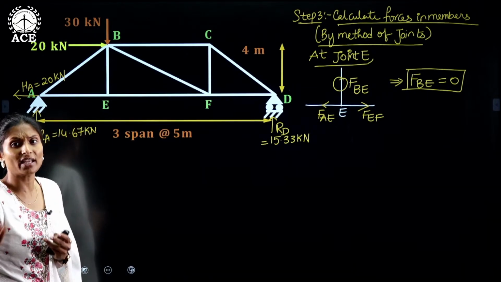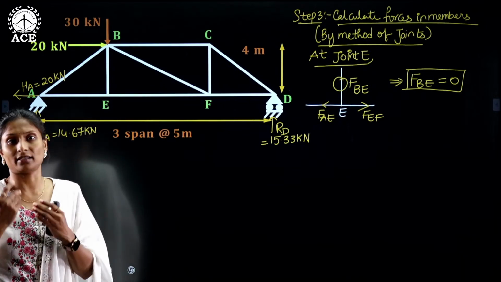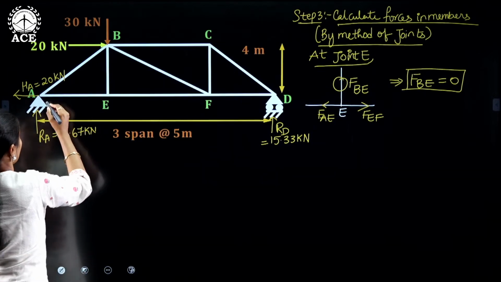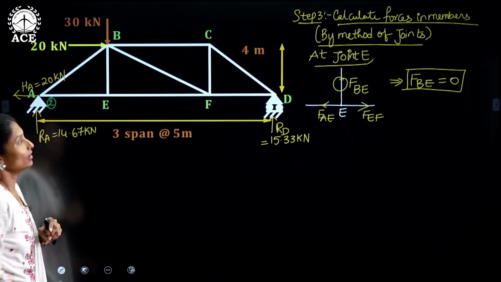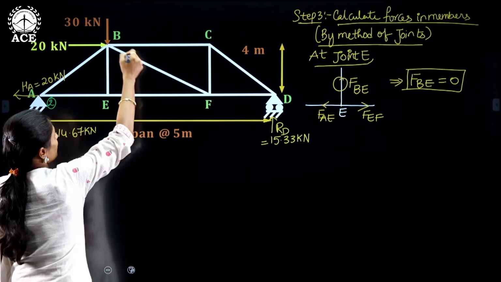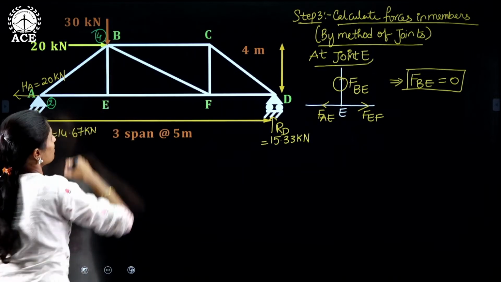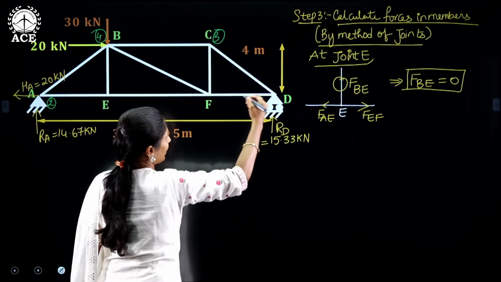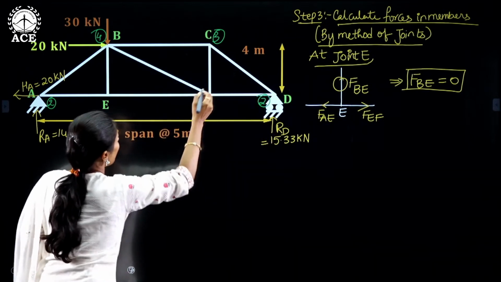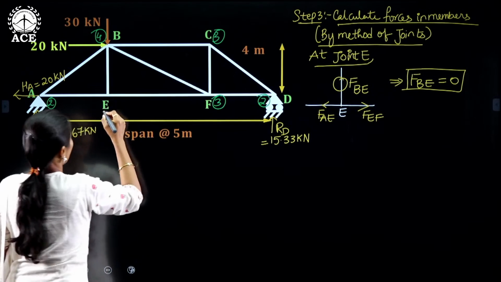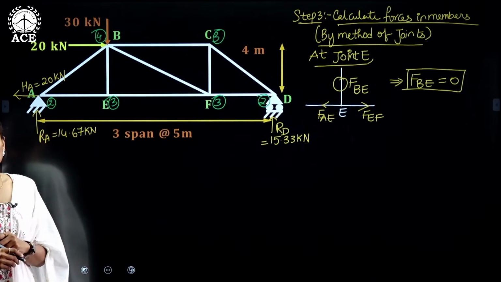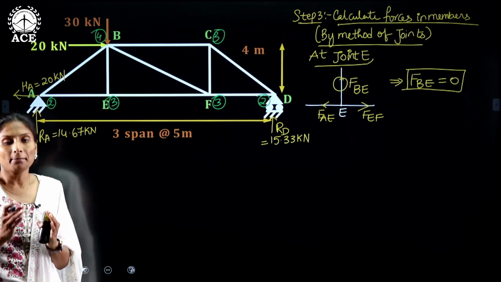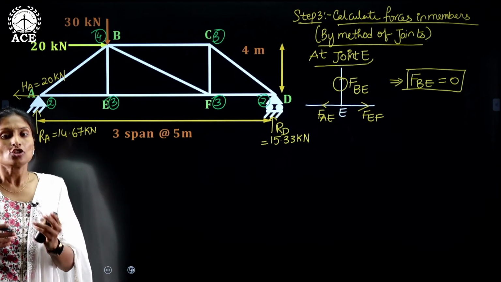Let us first see how many members are meeting at a particular joint. At joint A, 2 members are meeting. At joint B, 4 members meeting. At C, 3 members meeting. At D, again 2 members meeting. At F, 3 members meeting. At E, 3 members meeting. So directly you can see A and D are the only joints having 2 members meeting.